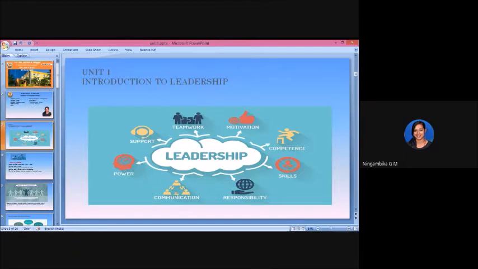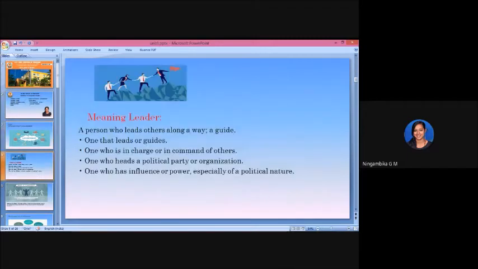Before understanding leadership in detail, let's understand what a leader is. The leader is a person who leads others along a way. You can see a person holding a red flag at the end. That shows he is taking care of the other three people who are his subordinates. He is pushing them towards success, taking care of them, guiding them, and also commanding them to reach a specific goal. He might be any type of leader.